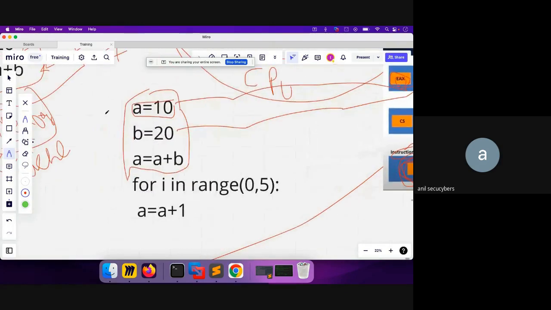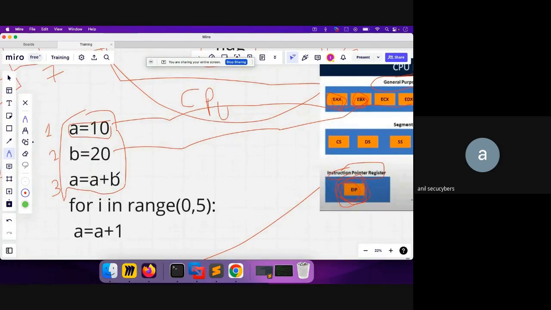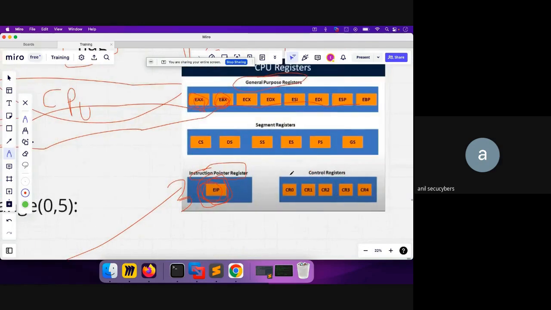So let's say the addresses of these lines are line number 1, line number 2, and line number 3. When the CPU is executing A equal to 10, the EIP value will be 2. When the CPU is executing B equal to 20, the value of EIP will be 3 at the same time. And what's the reason? The reason is that for the next line that needs to be executed, the CPU will refer only to the EIP register.